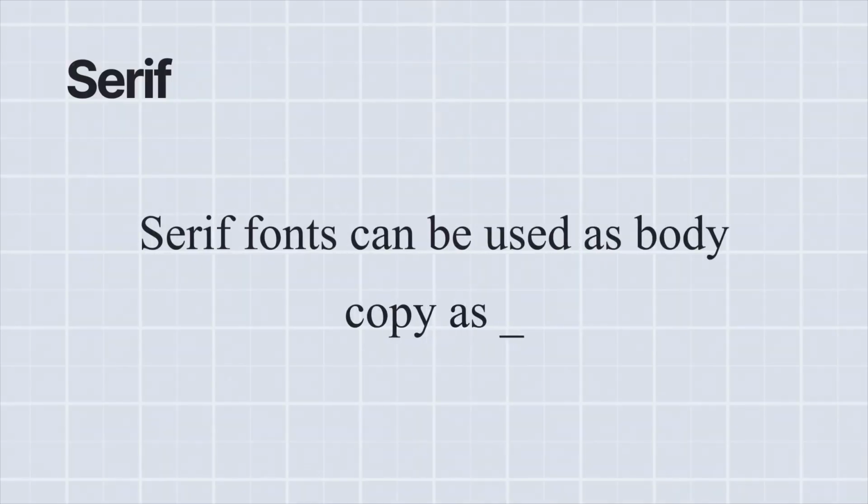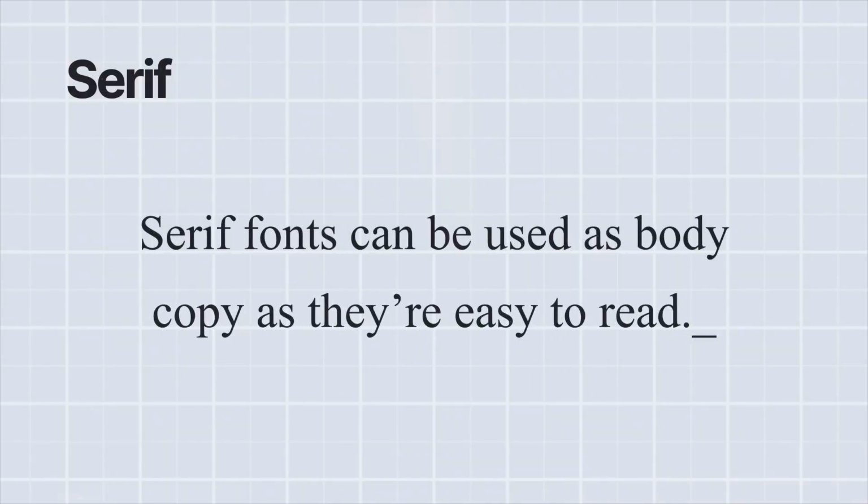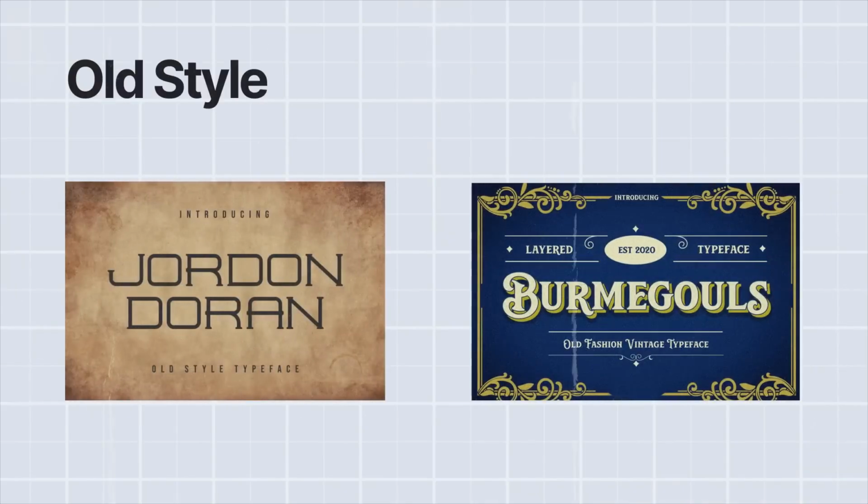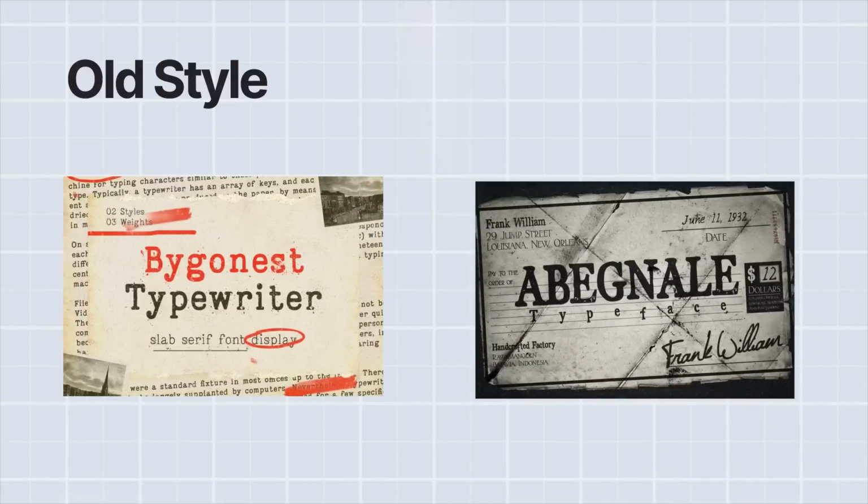Next, we have serifs. Serifs, like mentioned before, are the small feet at the end of a stroke on a character. With the exception of slab serifs, serif fonts can be used as body copy as they are easy to read and very comfortable to the eye. Serifs can be subdivided into old style. These fonts were developed between the 15th and 18th century to be used as metal type for early printing processes. These feature slightly rounded, cupped, and inclined serifs.